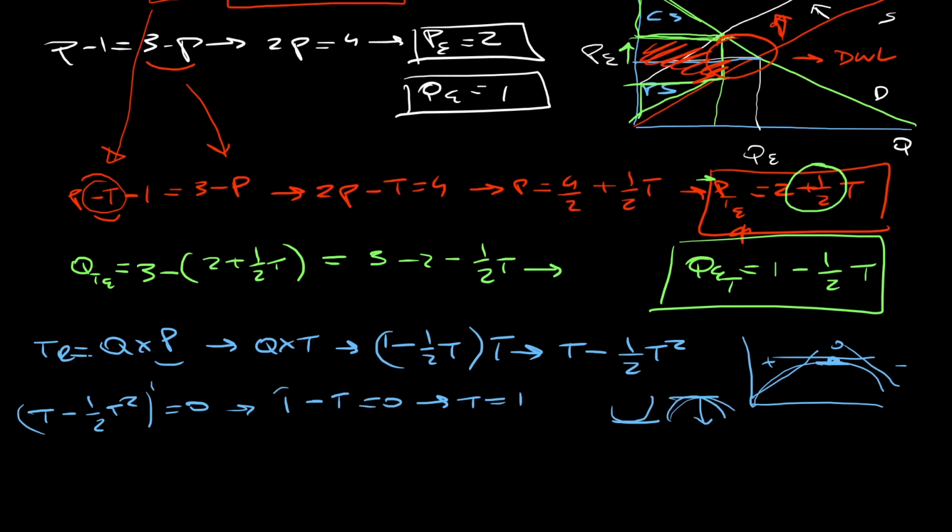So the second derivative of this is minus 1, and this is less than 0. So this means that this point where t equals 1 is a maximum, because it's like this.